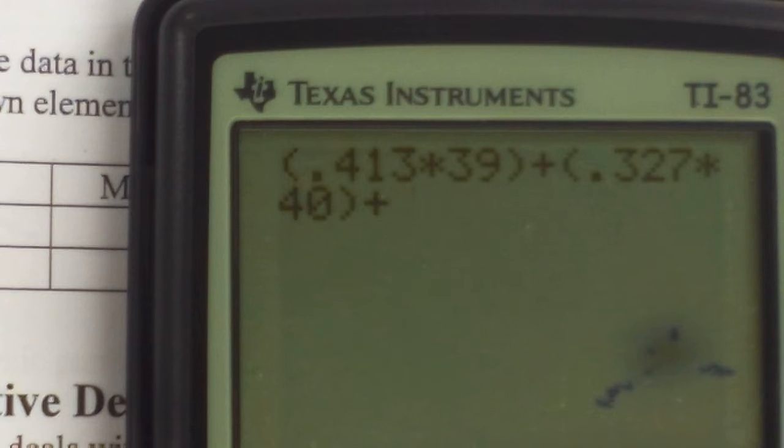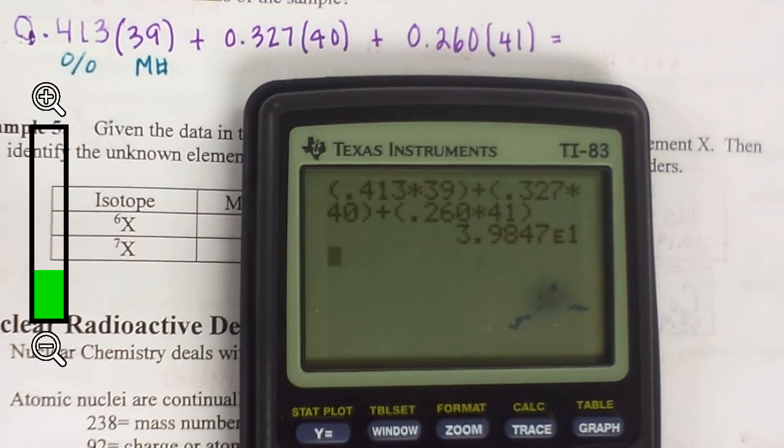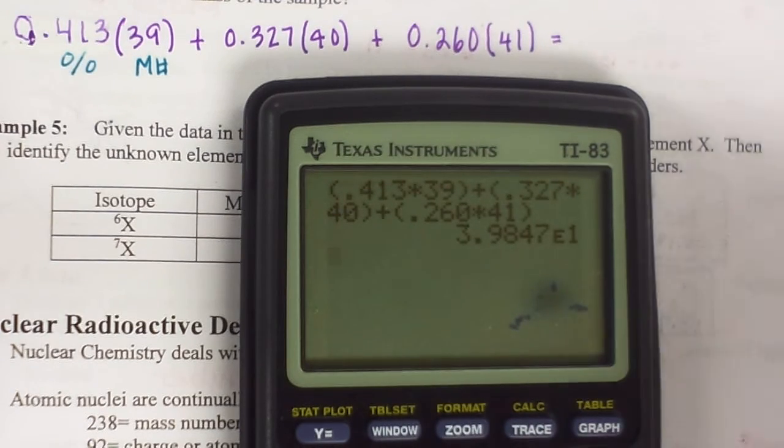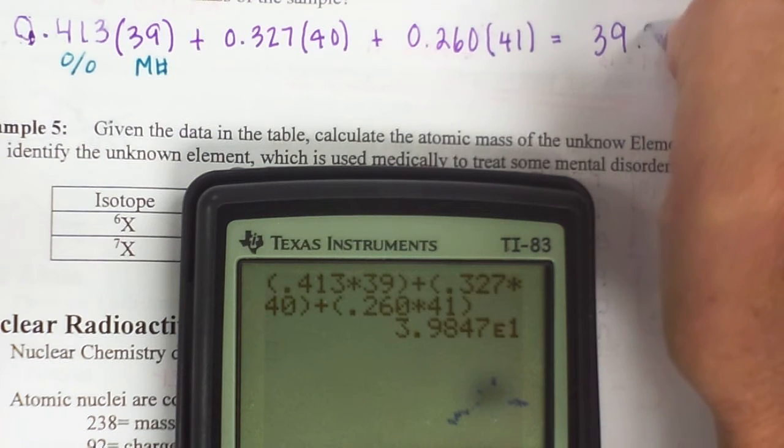So what I'm doing is putting each calculation inside the parentheses. And my last one is going to be 0.260 times 41, close parentheses. I'm putting each calculation into the parentheses and then adding them together. All right? Now, when I get my answer it is going to be 39.85. Now, how do I know that my figure should be 39.85?